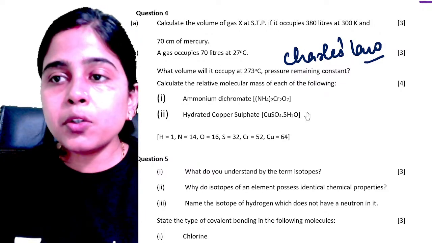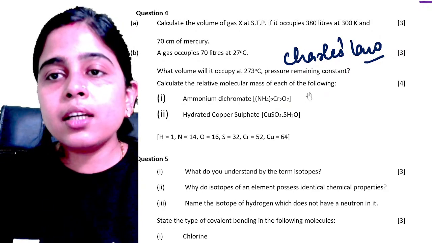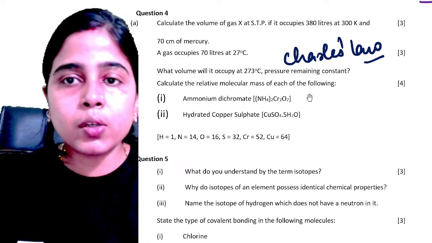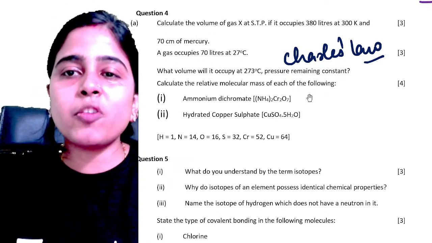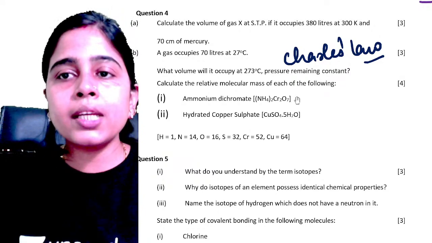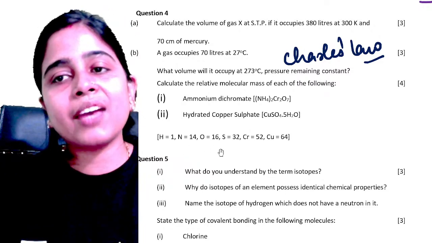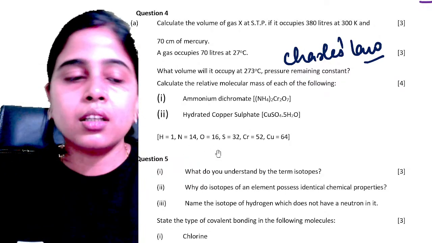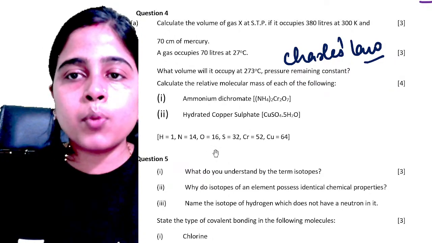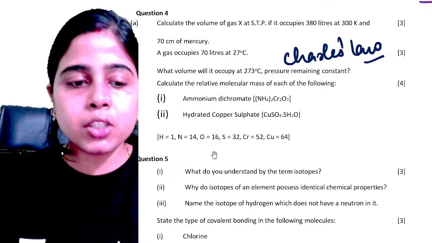So let's try to solve question number C. Calculate the relative molecular mass of each of the following. You have to calculate the molecular mass of each of the following. This is a very easy question. You have ammonium dichromate, and you can see the atomic mass of every atom has been given. So it is a very simple question. You can easily solve it. The molecular mass of ammonium dichromate, yes or no? Should I solve it or should I leave it?